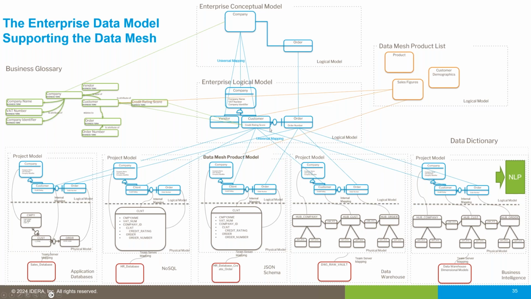As we've created logical models for our data mesh products, then being able to create physical data models to realize those data mesh products becomes easy. They could become JSON schemas, they could become regions in the data warehouse.